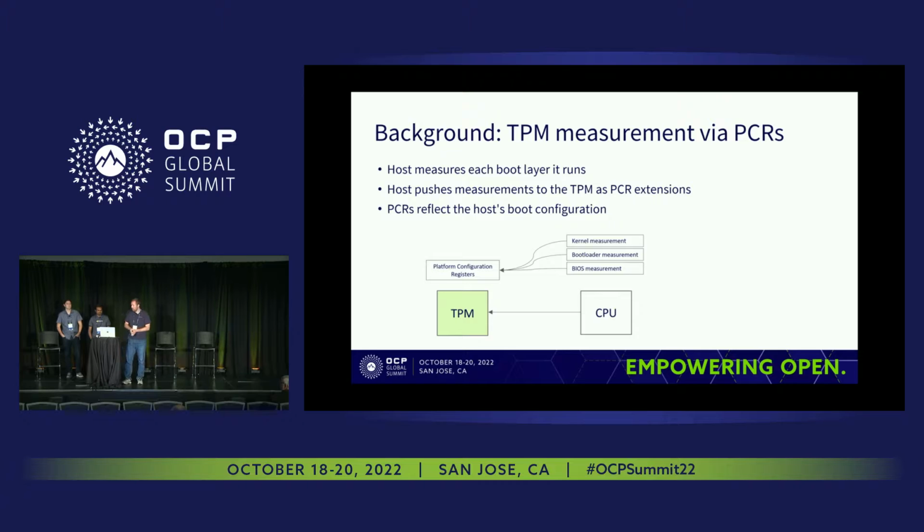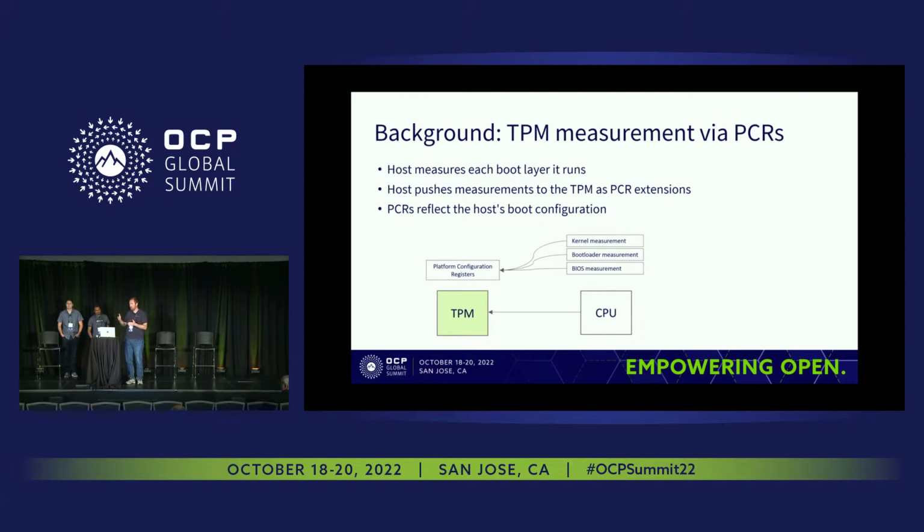Some background for those not as familiar with the way TPMs work and operate. So TPMs are a component on a machine. They feature PCRs, platform configuration registers, which are roll-forward hash banks, and you can receive measurements over the course of a boot. How do you use this?